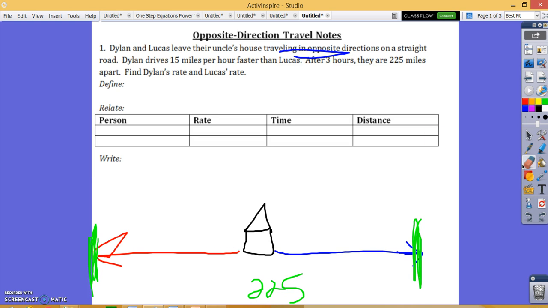Now, actually, let me make this picture a little bit more accurate. I'm going to make Lucas's line a little bit shorter. And, oops, sorry, not that short. The reason I'm making it just a little bit shorter is because if they're both traveling for 3 hours, but Lucas is traveling slower, Dylan's traveling 15 miles per hour faster, Lucas won't have gone as far. But anyways, from here to here, after they drove for 3 hours, they are 225 miles apart. So that's kind of a picture for our story.